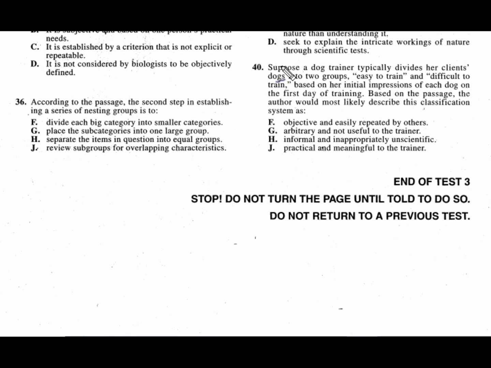You're going to notice that this is like 6 lines of text here. So what you want to do is start with the question itself. Make sure you understand the question. So let's read this. Understand the question before we actually go in and look at the stuff. Based on the passage, the author would most likely describe this classification system how? This is giving you a new scenario, and we want to know what kind of classification system it is.